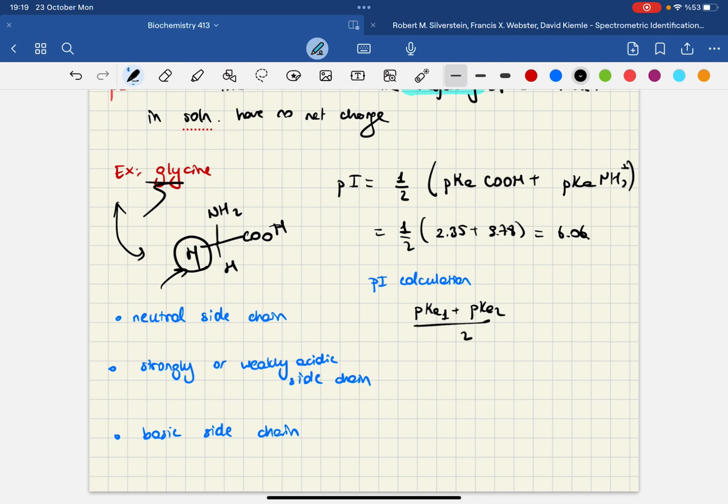And for the 4 amino acids with either a strongly or weakly acidic side chain, pI is the average of the 2 lowest pKa values, all right? And then for the basic ones, similarly, pI is the average of the 2 highest pKa values. Great. Now let us continue.